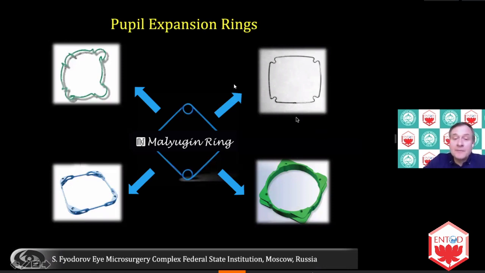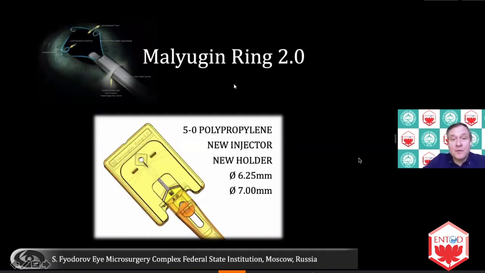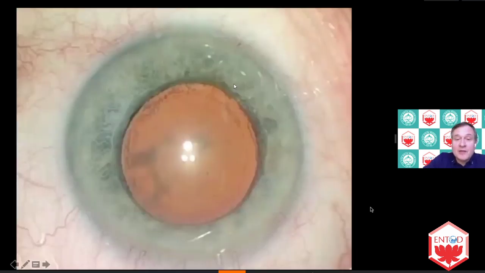Some of them are made in India, some are made by international companies, so we have different options to choose from. And this is the newest version of the Malugin ring, Malugin ring 2.0, which is thinner, made of 5-0 polypropylene, with a new injector, new holding, and two sizes pretty much similar to the classical version, 6.25 and 7 millimeters.